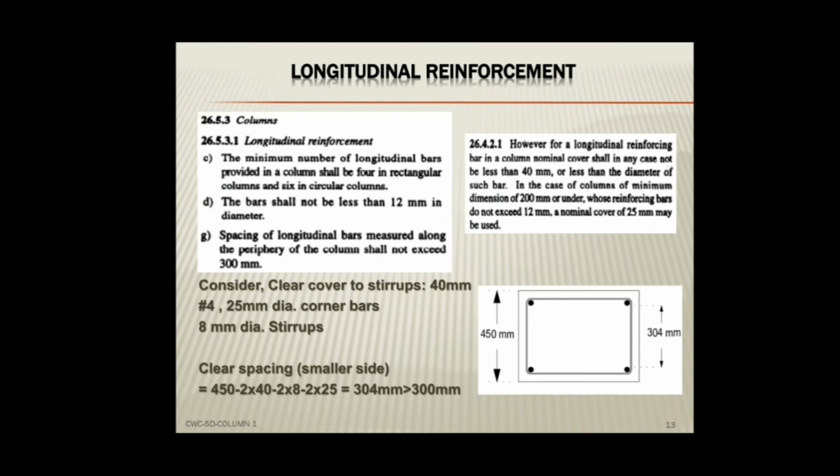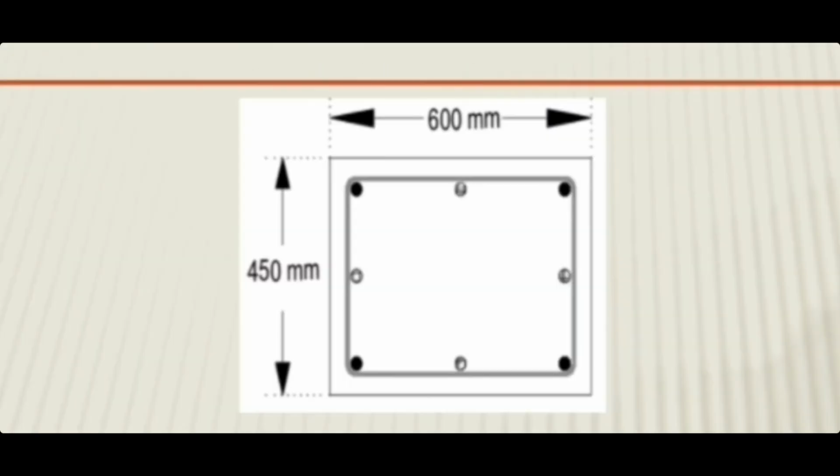So obviously the spacing at the other side also will be greater than 300 mm. So it is understood that intermediate bars are required at all the 4 sides. So this is how the longitudinal bars will be arranged in this case.